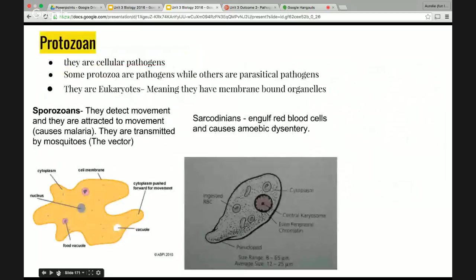Okay. The next microorganism we're going to look at is protozoan. So your next heading is protozoan. Those are also cellular pathogens, okay, but not all of them are pathogens. Some are pathogens while others are parasitical pathogens.